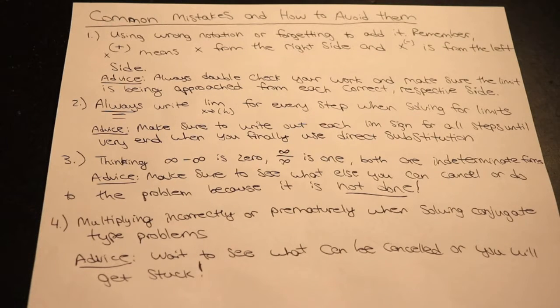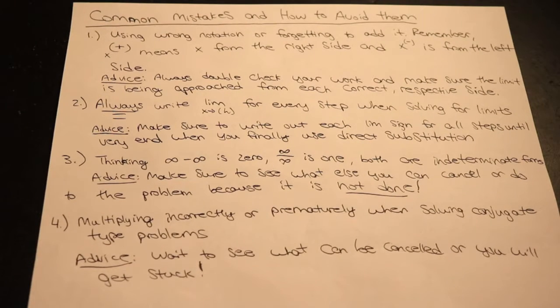Number 2, always write that the limit of x approaches h for every step when solving for limits, with h being the number that you're solving for. Some advice is to make sure to write out each limit sign for all steps until the very end when you finally use direct substitution and you can stop writing the limit sign.